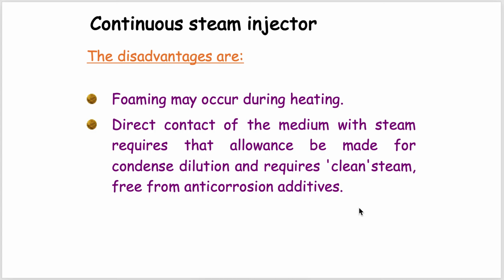Also, we directly inject the steam into the media, so that means the media will get diluted. So if we want to use a continuous steam injector to sterilize our media, we have to calculate what the initial concentration of our unsterile media will be and how much steam will be injected there, so that the final concentration of the media will be in the expected range. This kind of thing needs to be calculated before we use the continuous steam injector.